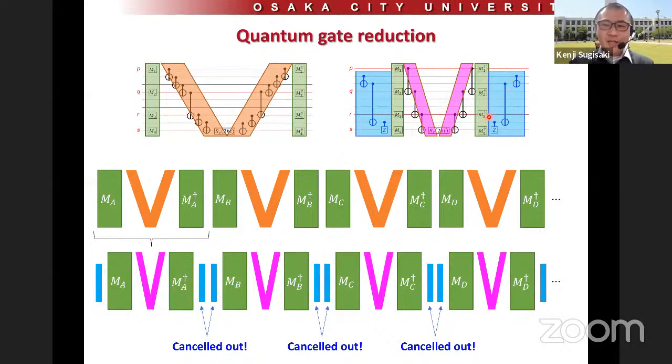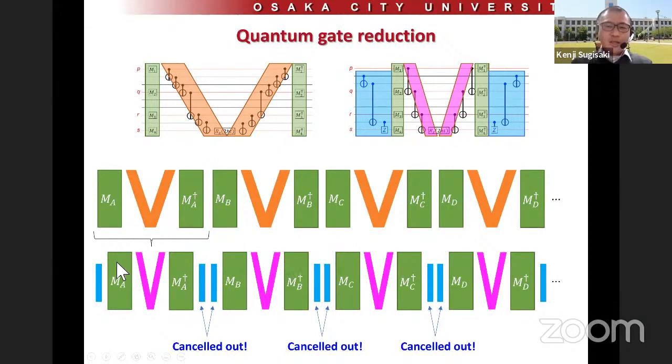corresponds to this part, applying this part and then applying this part. It means applying a control Z gate, a single gate, a single gate, and then a single gate, a single gate, and a control Z gate. Applying the single gate twice to the same qubit becomes the identity operator. And again, applying the control Z gate twice to the same qubit also becomes the identity operator.